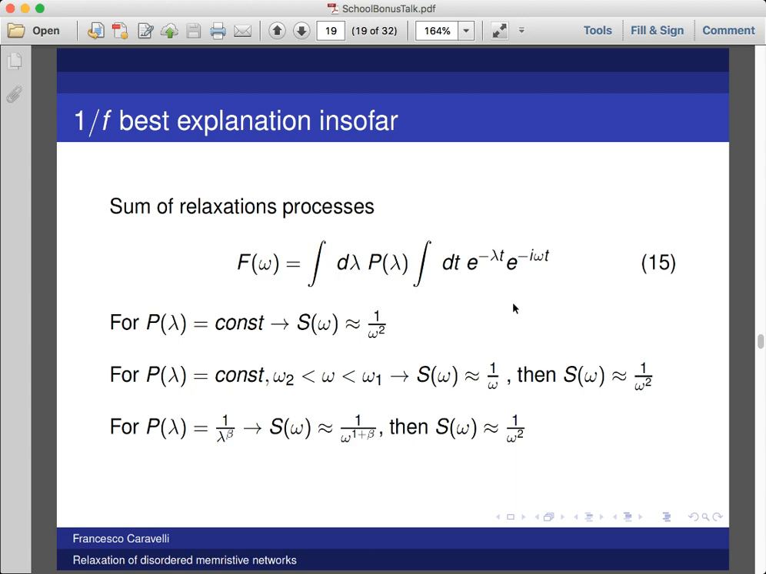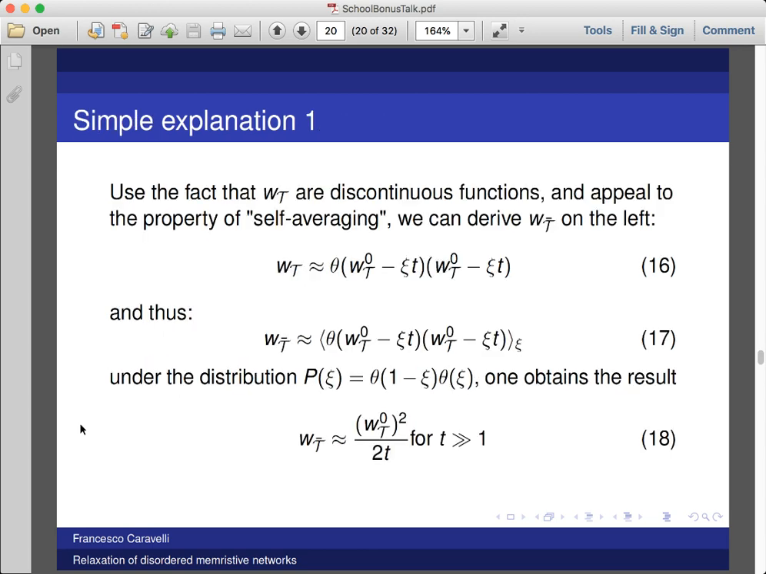So since we obtain 0.93, the relaxation is going to be 0.93 plus 1, so the exponent is 1.93. And so this explains more or less what you observe in experiments, although it's not satisfactory. There are other things, but at least it gives the bulk of where you observe this power law relaxation or power spectra in these very random networks of memristors.